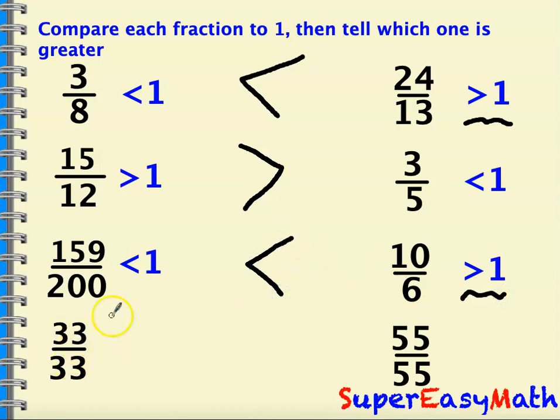Here, in the two fractions, the numerator is equal to the denominator, so this fraction is equal to 1. And here it's the same, so this fraction is equal to 1. So these two fractions are equal because both of them are equal to 1.